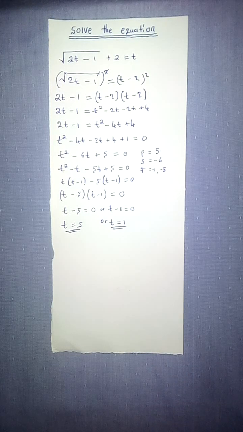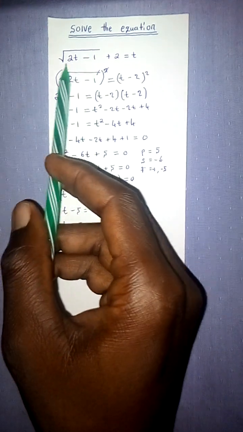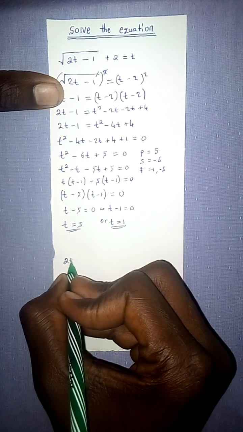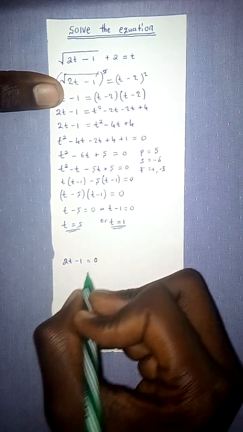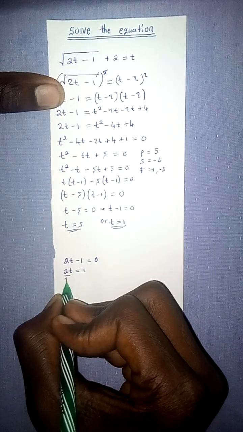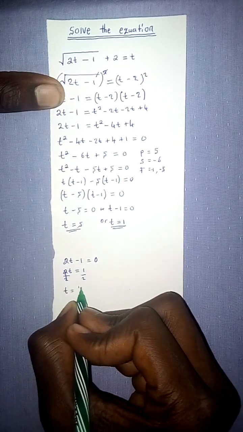Yeah, I have two values of t, but I need to check for the domain to see if both these answers are valid or not. It's very important, guys, to check. Okay, well, how do we check for the domain? We simply get this part which is under the square root. So we have 2t minus 1 equated to 0. Solve it. After solving it, you have your t being equal to half.